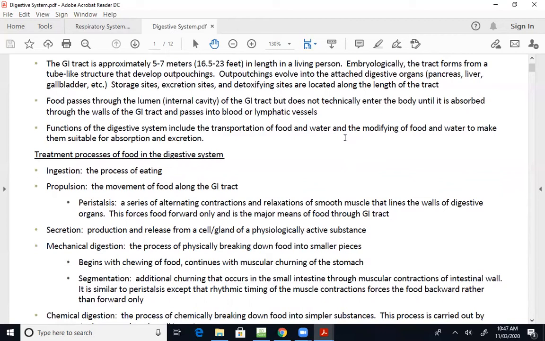When food passes through the lumen or internal cavity of our tract, it's not technically inside of us until it passes through the wall, through absorption, into the blood or our lymphatic vessels. So like the breakfast that you had, we're currently digesting it. A lot of that's probably now moved into your small intestine, where we do the majority of our absorption. Until that stuff is moved into your blood or lymph, it's still technically outside of us, which seems kind of weird, but that's really the kind of technical way we describe it.